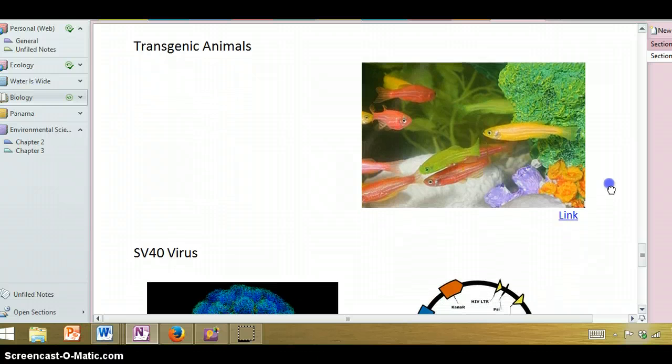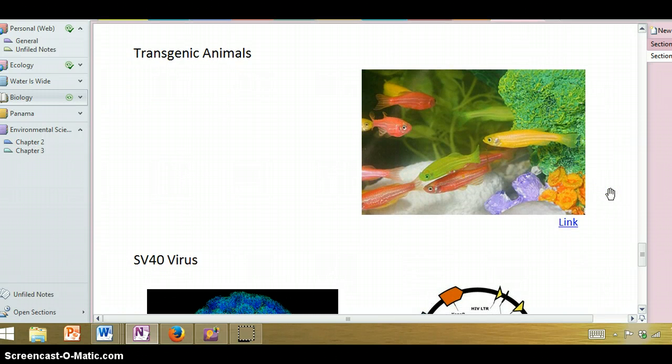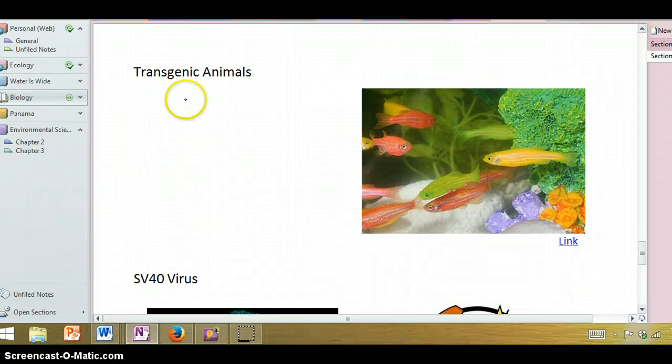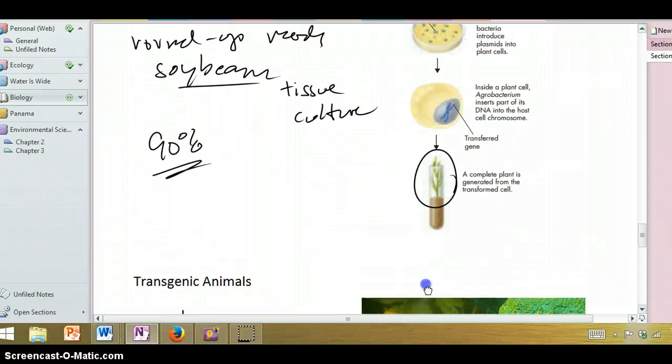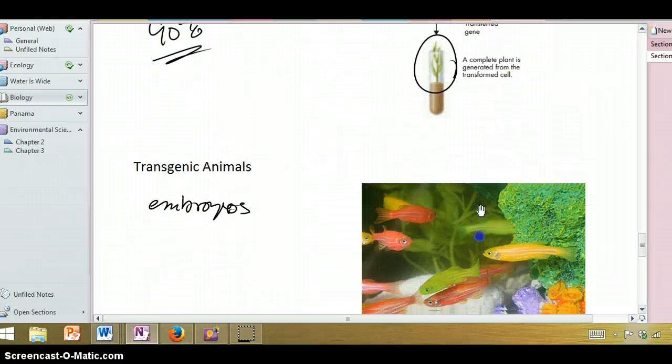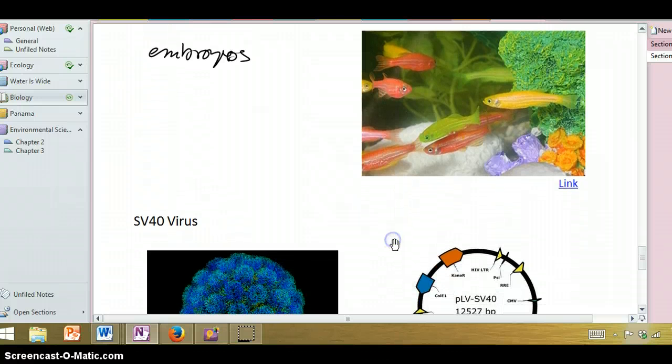Animals are a little trickier than plants because you can't really do tissue culture so much. So what you have to work with is essentially embryos, okay? And you somehow have to get the gene that you want to move into the cells of the embryo. So unlike plants, where again you can just take a cluster of cells from the stem or leaf or whatever, here you have to specifically work with embryos.